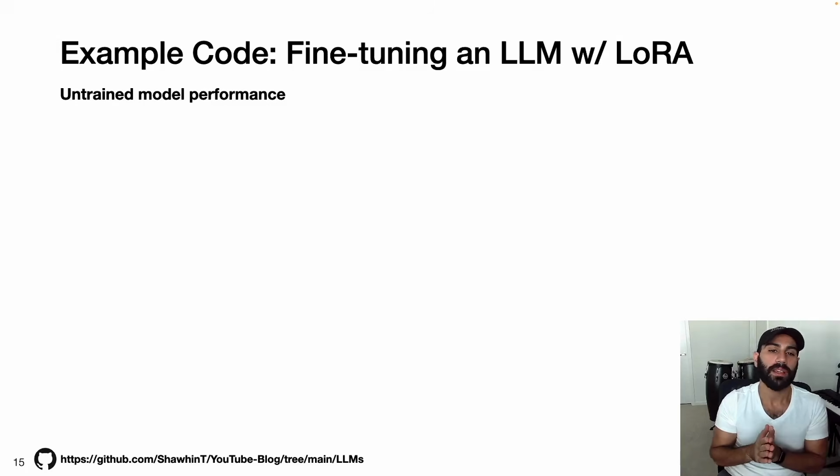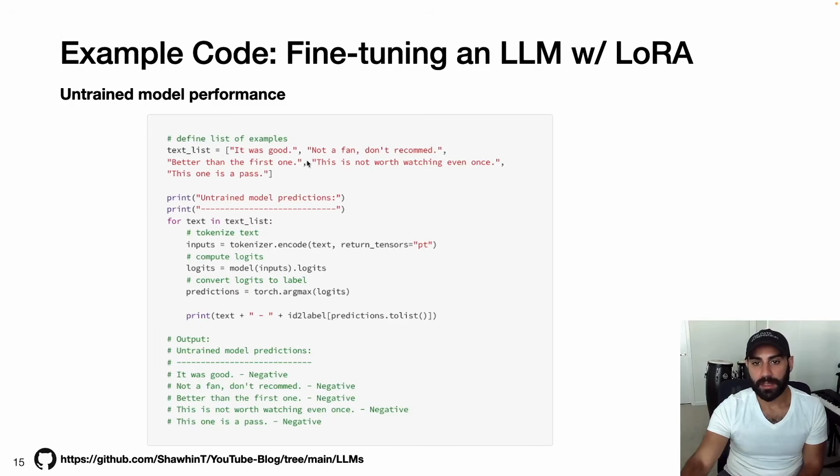So before training our fine-tuned model, we can evaluate the performance of the base model out of the box. So let's see what that looks like. Here we're going to generate a list of examples such as it was good, not a fan, don't recommend, better than the first one, this is not worth watching even once, and then this one is a pass. Then what we do is for each piece of text in this list, we're going to tokenize it, compute the logits. So basically we're going to pass it into the model and take the logits out. Then we're going to convert the logits to a label, either a 0 or 1. And so the output looks like this.